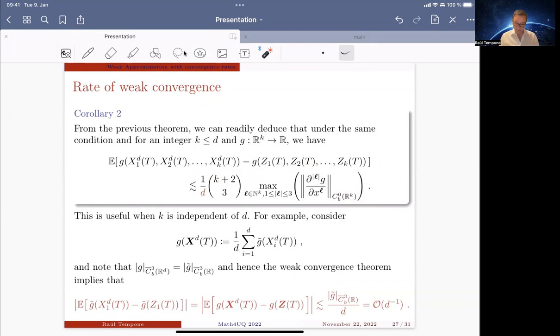And okay, let's make a comment on the most classical example here. One will be working with g, which is directly an average over, say, the d components of some g tilde. If you apply the theorem, when you want to compute this approximation error, you again write it in terms of this g that involves all the components, and then you get immediately the rate 1 over d, but connected to the original observable. And the regularity is again up to 3 derivatives, the one you need.